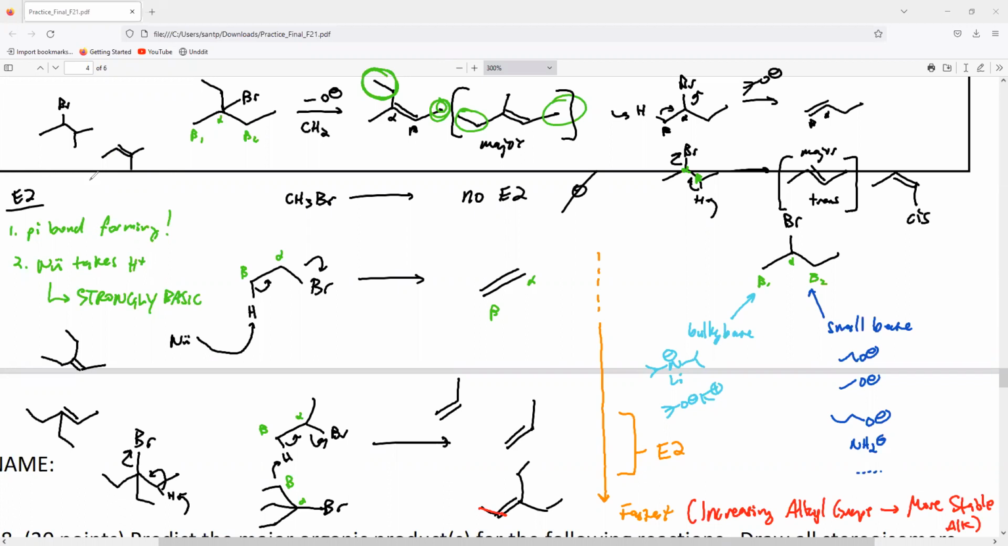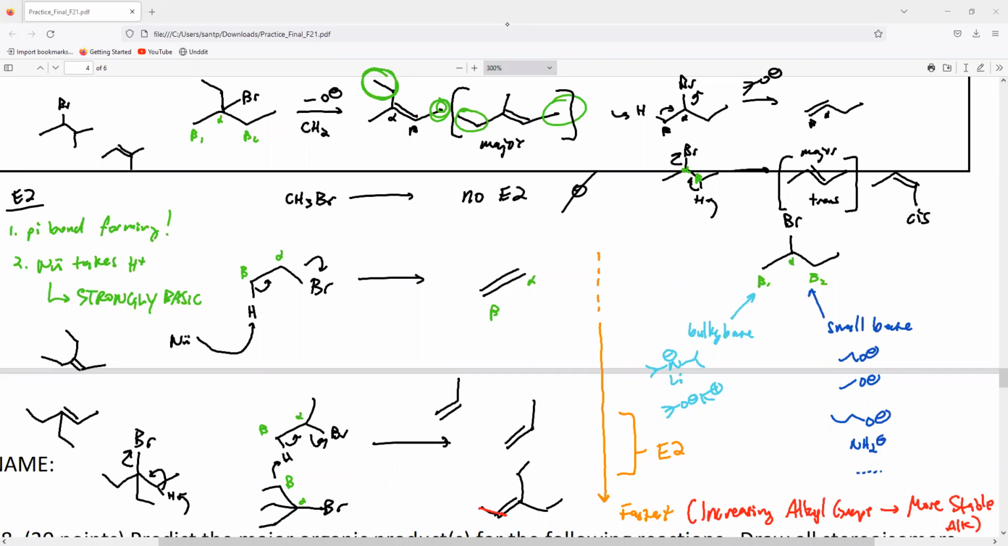Okay, cool. All right, so E2, you're making an alpha-beta double bond, and depending on the size of your base, which again, strong bases are what prefer this, right? You can choose for one side or the other. Okay, cool. So we'll call it on that for E2, just for the sake of time.